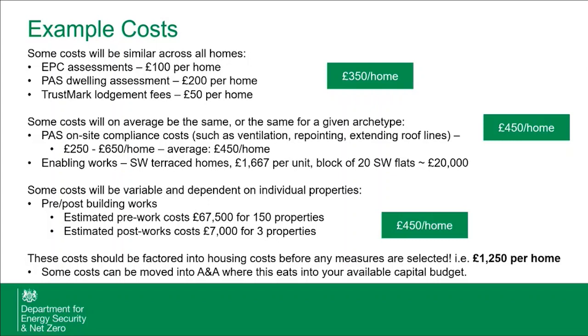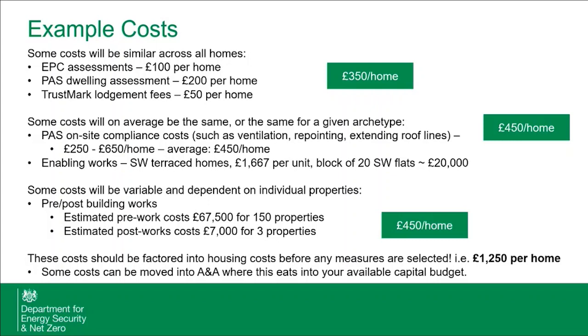Some of the costs will be on average the same, or the same for a given archetype. So for example, PAS compliance costs such as ventilation, repointing, things like that could be anywhere between £250 and say £650 per home in this example, with an average of £450 per home. And some properties might require enabling works. So solid wall terraced homes will require an additional £1,667 per unit, or for a block of flats that would be about 20k.